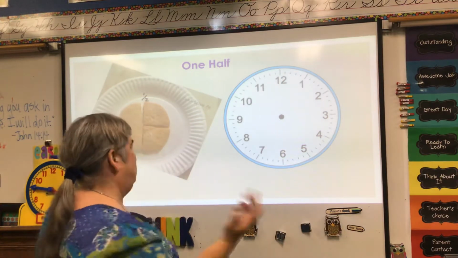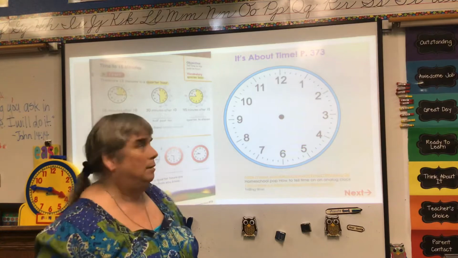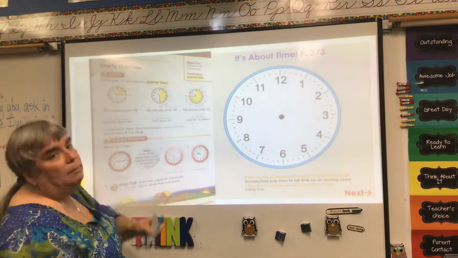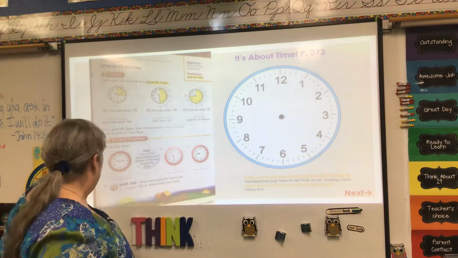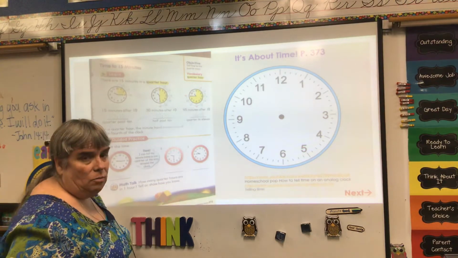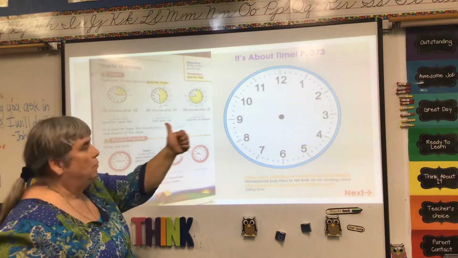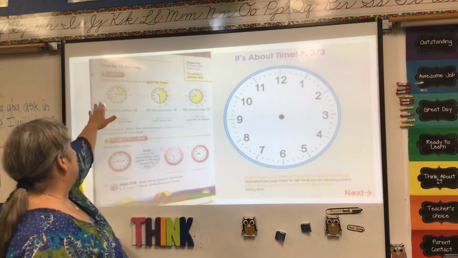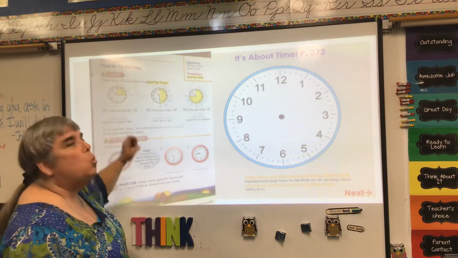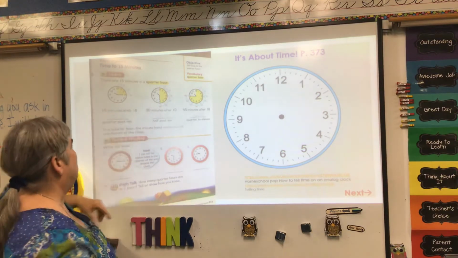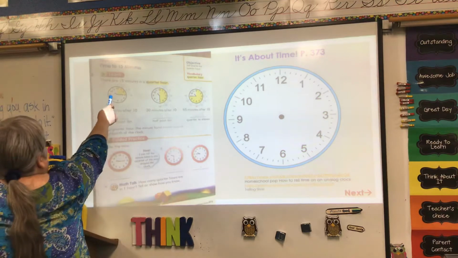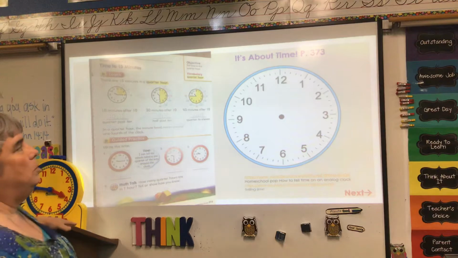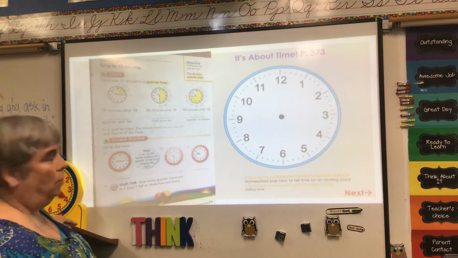Okay, so now that we have a little bit of an understanding about fractions, we're going to talk about this particular lesson. Chapter 19, lesson 3, time to 15 minutes. Remember, when we count time, we're skip counting by 5s. So 5, 10, 15, that's the first 3. There are 15 minutes in a quarter hour. So when it goes from 12 down to 3, that's 15 minutes. That also could be called 1/4.